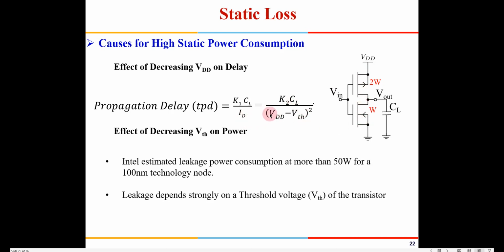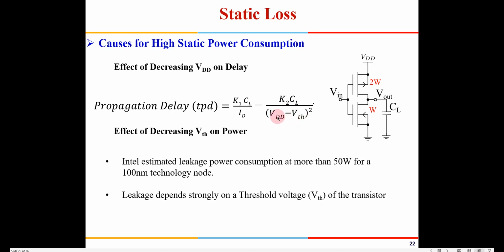So CL is reducing as we keep decreasing the feature size, but ID is dependent on VDD minus VTH, and VDD is also decreasing. So if you don't decrease VTH, then the current will reduce. If the current reduces, then the delays will go high, right? So as you keep decreasing VDD, the threshold voltage is also being decreased. And what is threshold voltage? It is that voltage below which the device should be off and above which the device should be on.